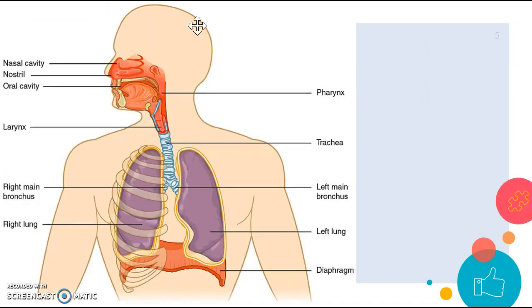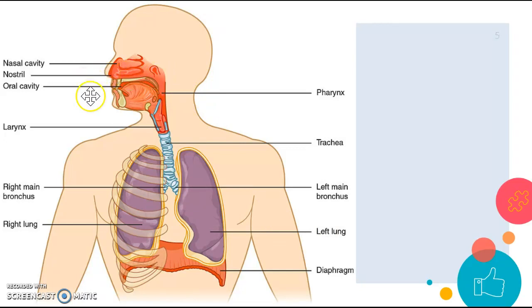So mostly, we're going to be talking about the nose, the pharynx, the larynx, the trachea, bronchi, and the lungs as the organs of the respiratory system. Now, the diaphragm is heavily involved in this as well as our rib cage and some other accessory structures. So we'll go through briefly how air enters the body.